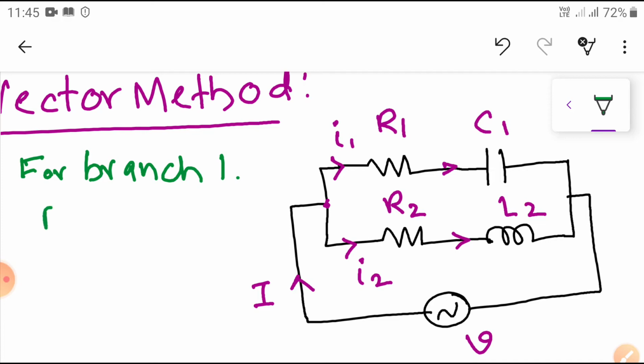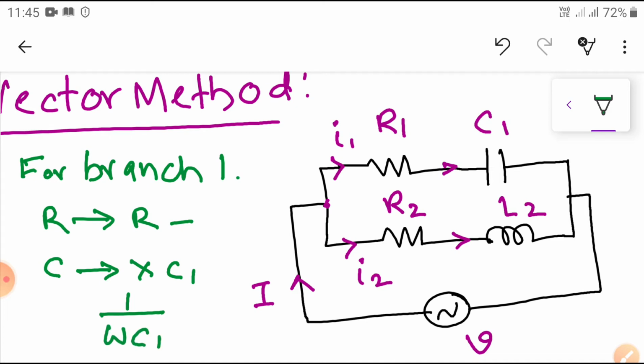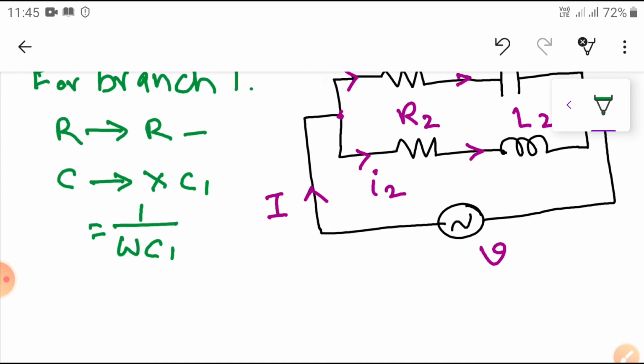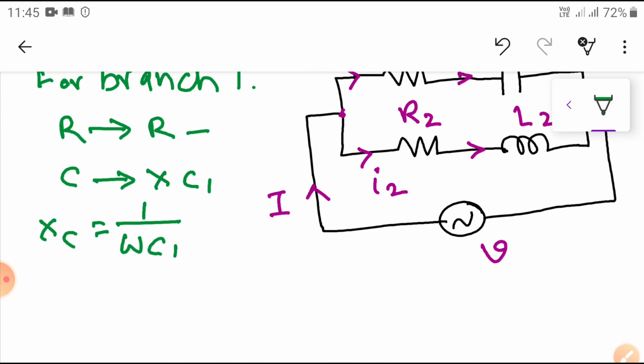The resistance R value is given in ohmic value, so no problem. Here the value C is given, you have to convert it to XC. Here C1 gives XC1. What is XC1? XC1 is equal to 1 by omega C1. Then you know this XC1 value. Now if you know that, find Z1, the impedance of the first branch.